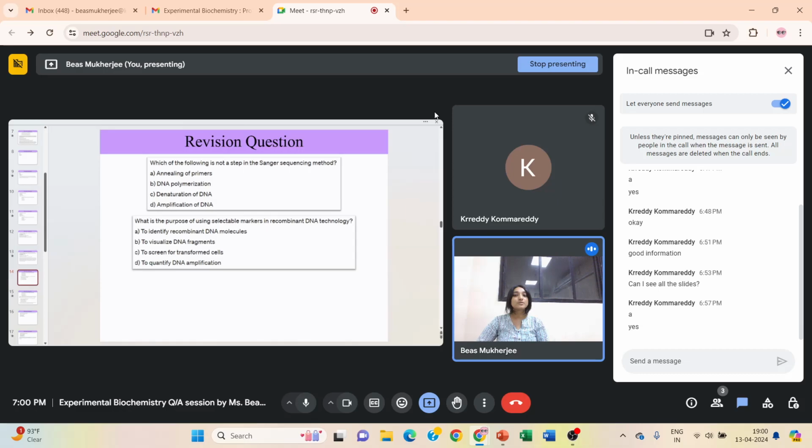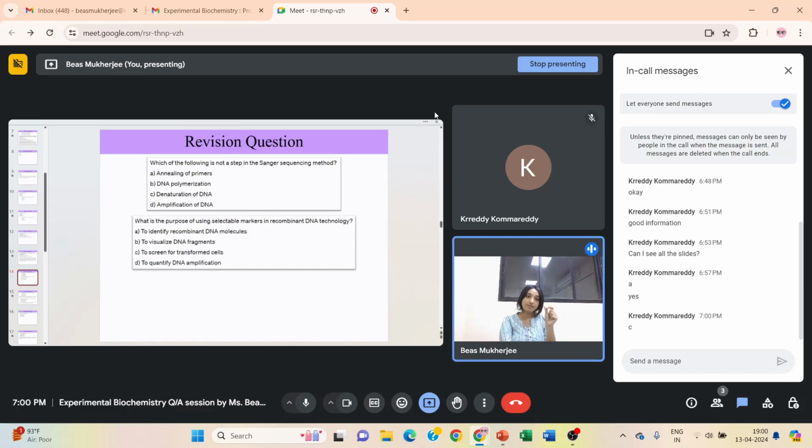So what is the purpose of using selectable markers in recombinant DNA technology? If you remember, we had discussed the difference between recombinants and transformants, right? So a recombinant is a bacteria which contains your plasmid of interest plus your gene of interest in that plasmid. That is very good. Yes, to screen for transformed cells. Very good. But what about your transformants? A transformant is a bacteria which contains your plasmid of interest only. It may or may not contain the gene of interest.